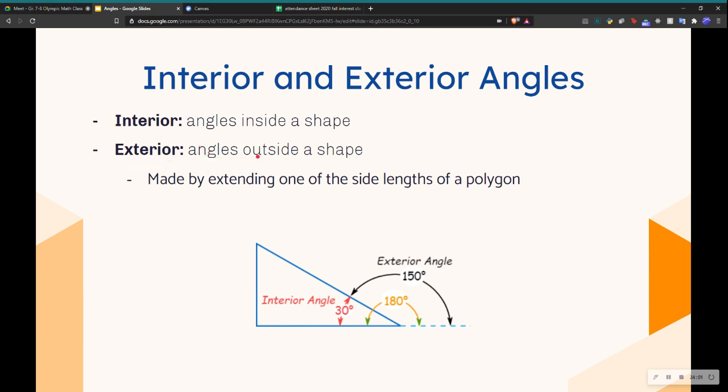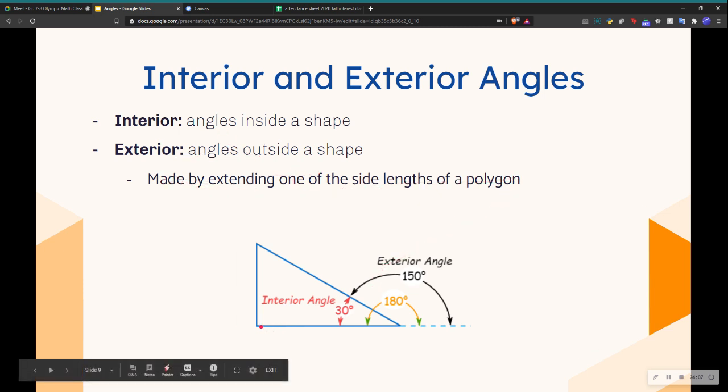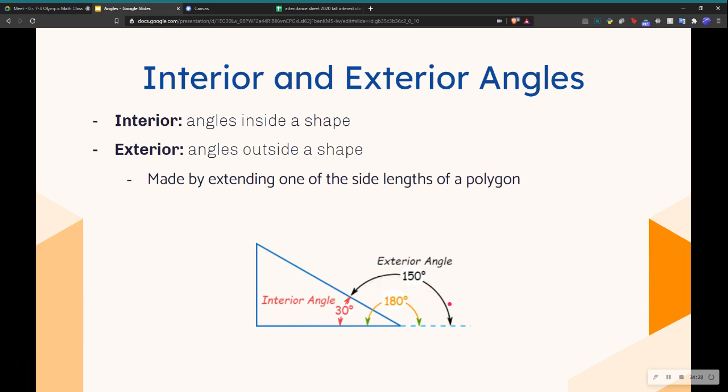Now the exterior angles. These are angles outside a shape, but how are they formed? This is made by extending one of the side lengths of a polygon. So if you look at the diagram again, say we're extending the base of the triangle right here, all the way forward. And so the exterior angle would be measured between this extended side length and one of the other side lengths of the triangle. So from here to here. This is your exterior angle for a triangle.